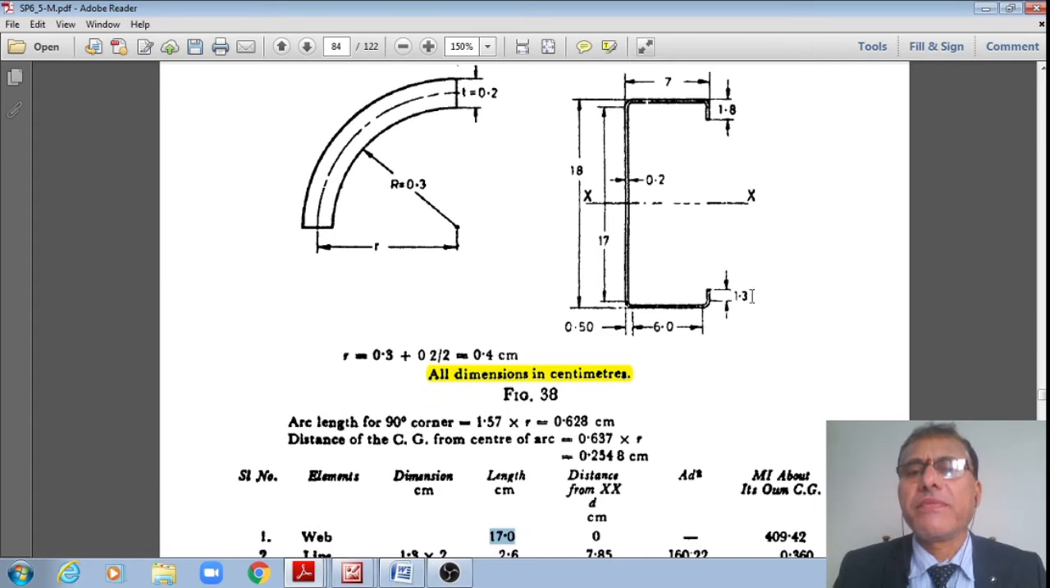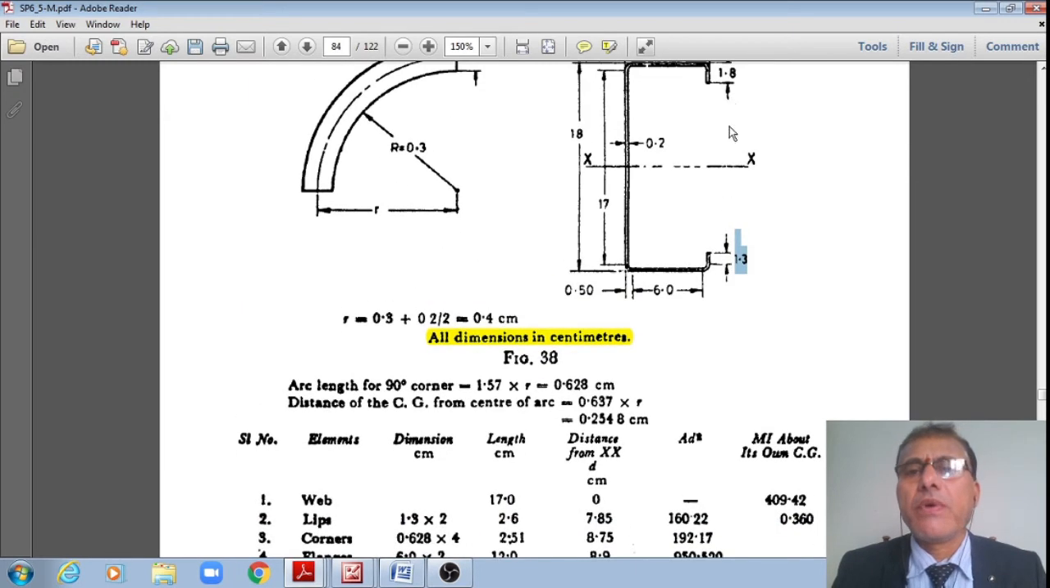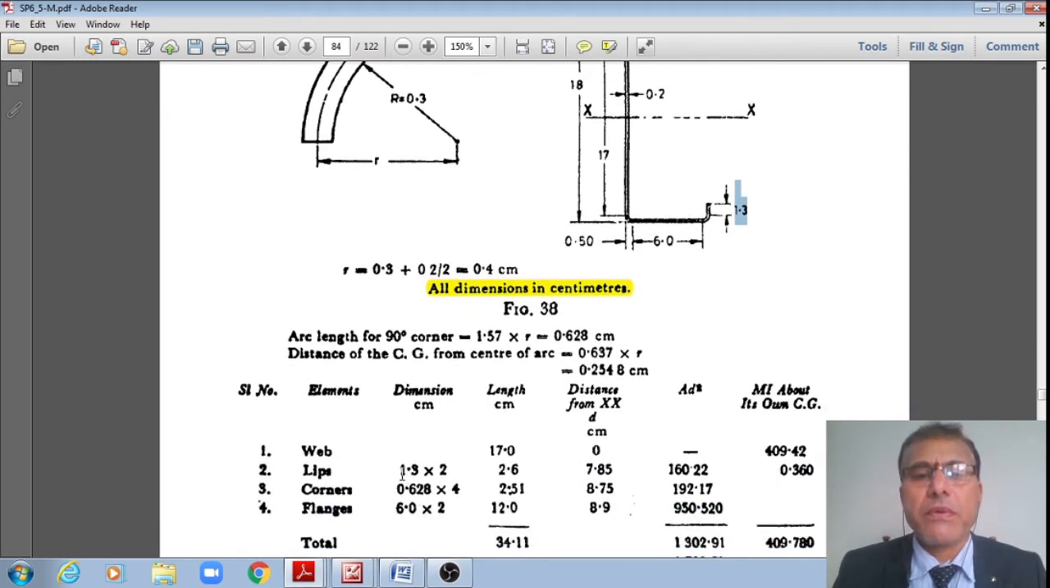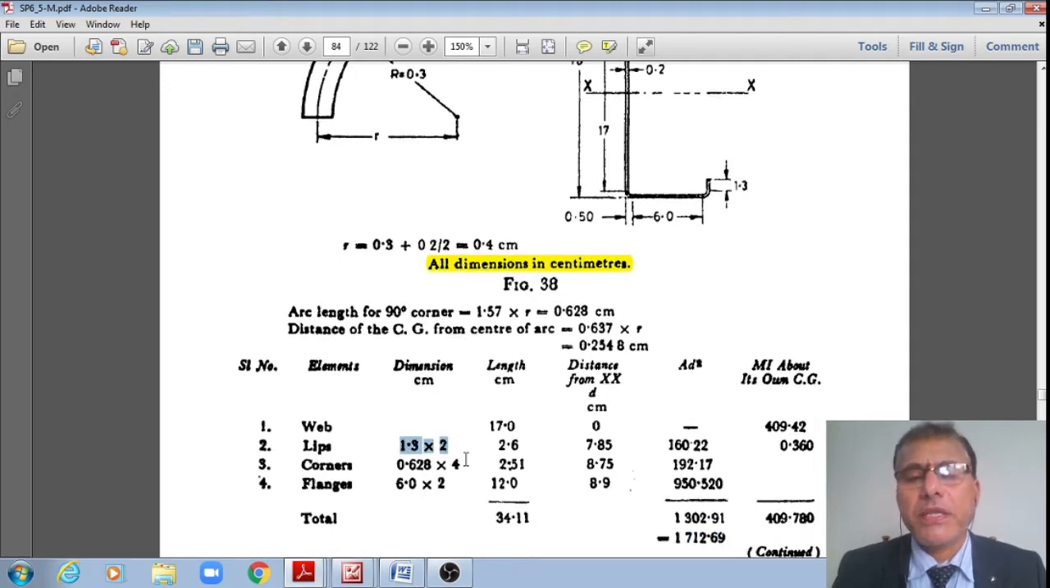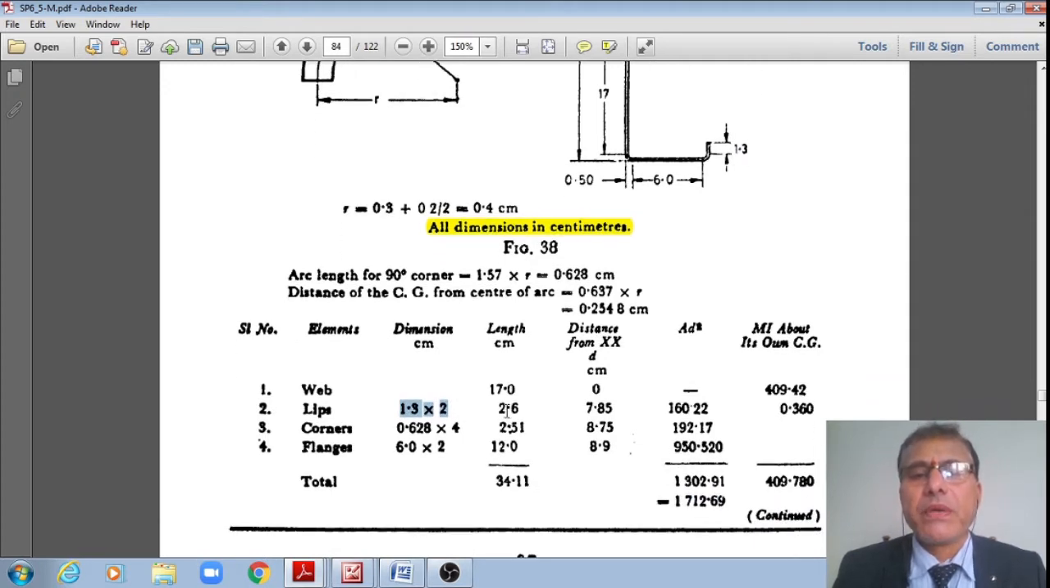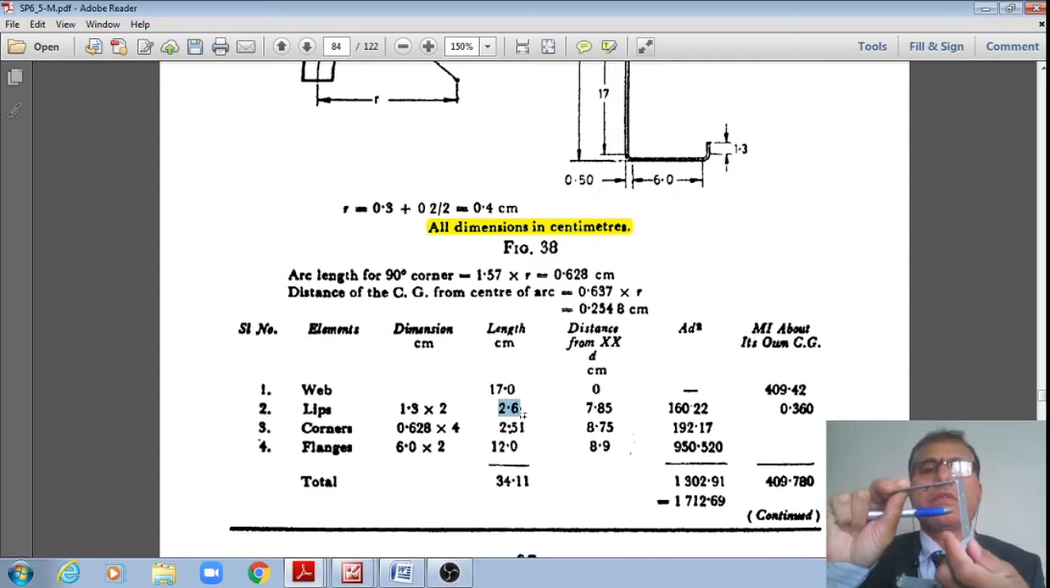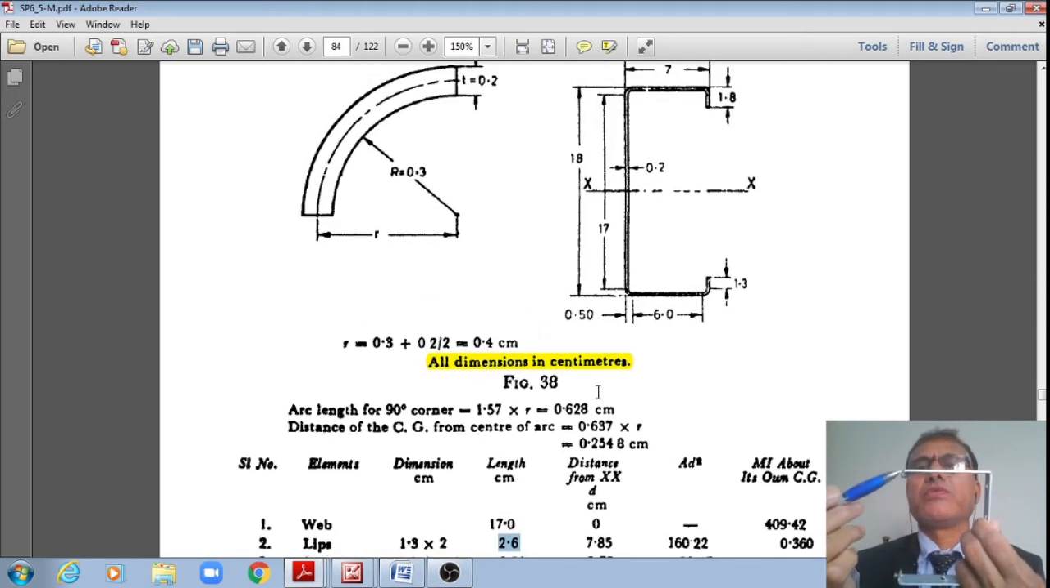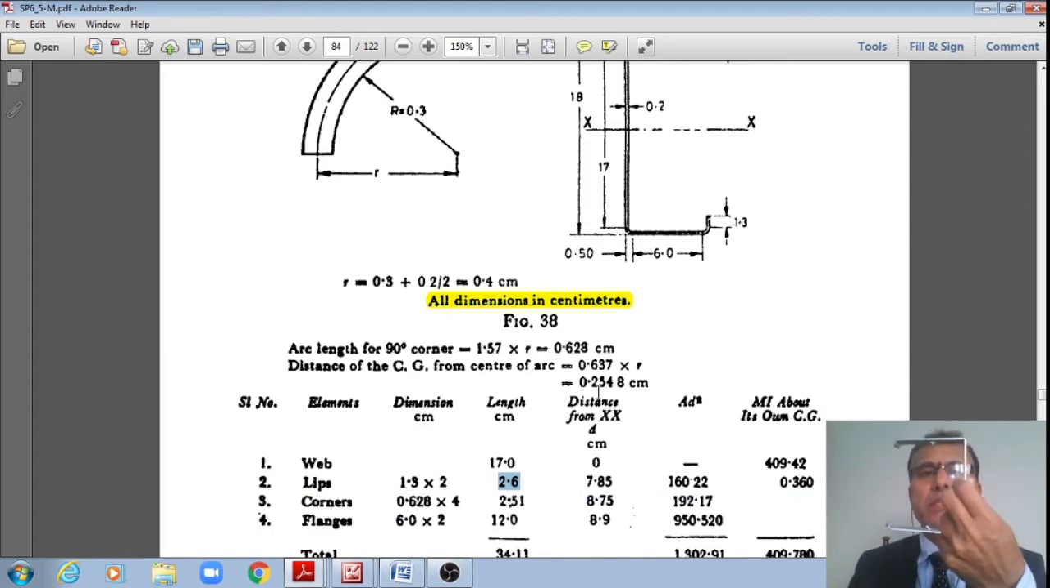After deducting 0.5 from 1.8, it works out to 1.3, 1.3. Therefore, here is one lip, and in the compression zone, another lip. There are 1.3 multiplied by 2 lips, and the total length of these two lips works out to 2.6. These are the channel sections, students. What I am showing is that for these two lips, here 1.3, here 1.3, here 1.3 and 1.3. This is how the channel section is given.